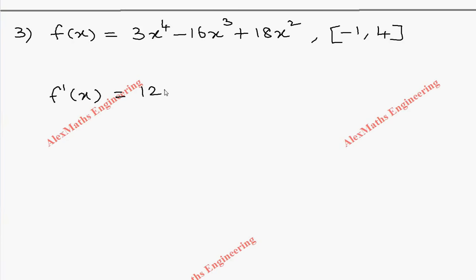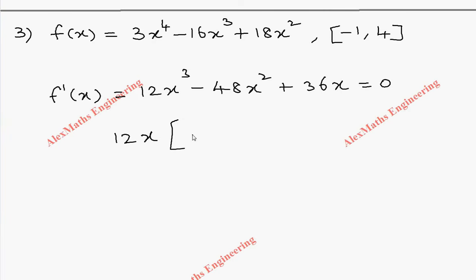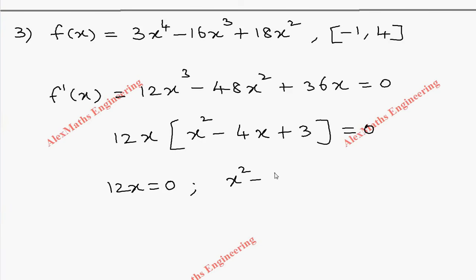This will give us 12x cube minus 48x square plus 36x, and we have to equate this to 0. Totally, we can take 12x common. This will give us x square minus 4x plus 3 equal to 0. Now let's equate separately both the factors. So 12x equal to 0, and x square minus 4x plus 3 equal to 0. From this we get x as 0.